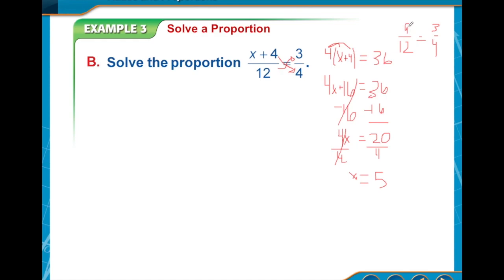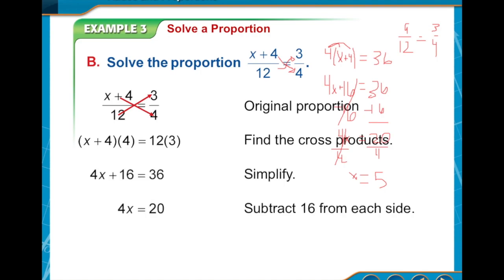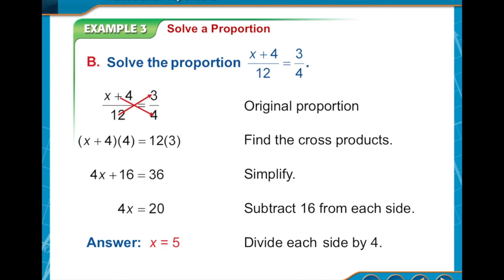You can tell that because 9 divided by 3 is 3, and 12 divided by 3 is 4. These are the same fractions. You could check that in a calculator. 9 over 12 is 0.75, and 3 over 4 is also 0.75. So with these steps, we can solve this proportion: cross multiply, and simplify. So there you had your original. Go across, find the cross products, simplify, subtract, and divide. That's how you find that x equals 5. So there we have it for that example. Always with these proportions, multiply across and simplify. Not too bad.